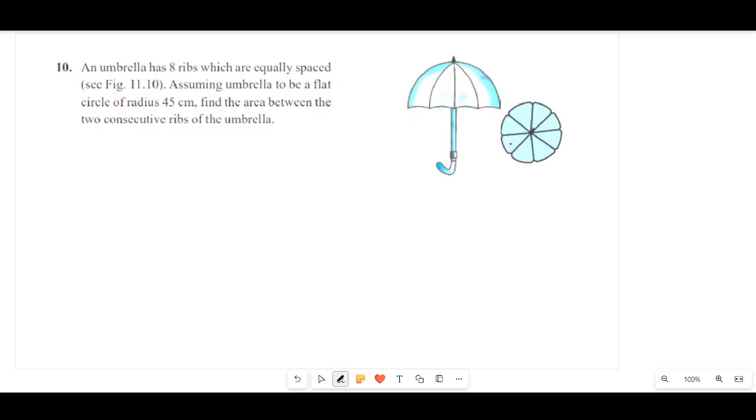These are consecutive ribs 1, 2, 3. So if we take these ribs here, the radius is given as 45 centimeter. Clear? Now this is in 8 parts. So if there were 4 parts, this circle would be equalized as 90 degree, but it is 8 parts, so again we divide it, which will be 45 degree. Clear?